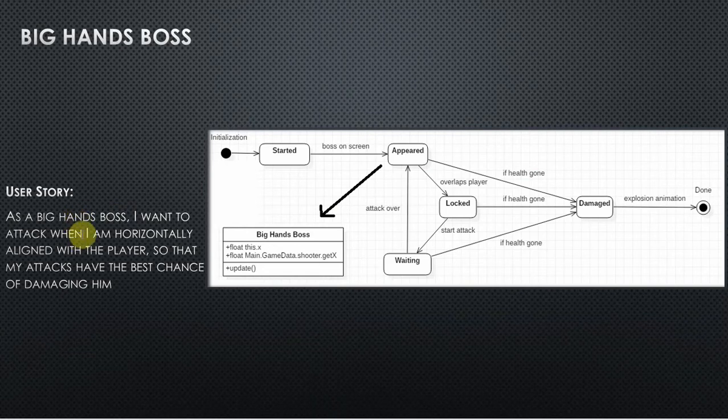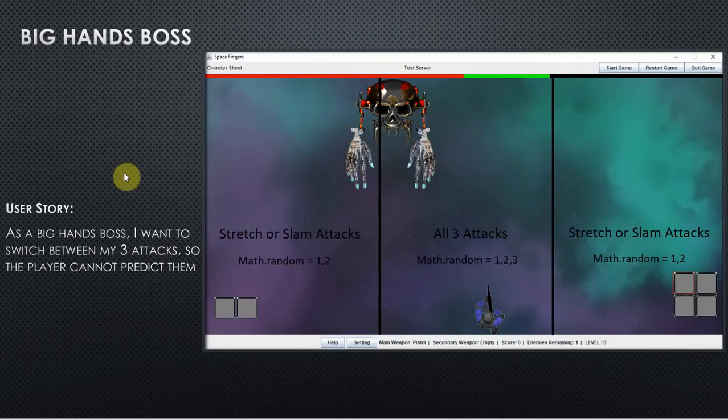As a big hands boss, I want to attack when I am horizontally aligned with the player so that my attacks have the best chance of damaging him. So in the appeared state, after the boss is on the screen, we have the boss's X value and the main.gamedata.shooter X value, which is the player value. And in the update, every time a frame is done, an update is called, we check for an overlap with the player. If it overlaps, we go into the lock state and we start an attack. So every time it overlaps horizontally, we start an attack.